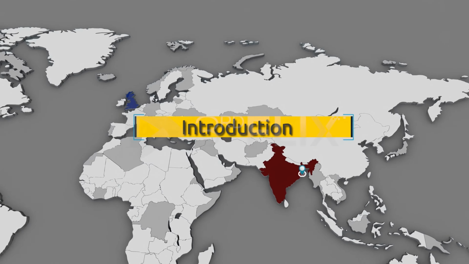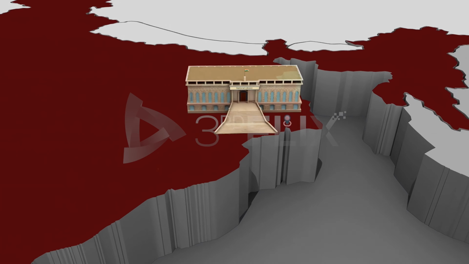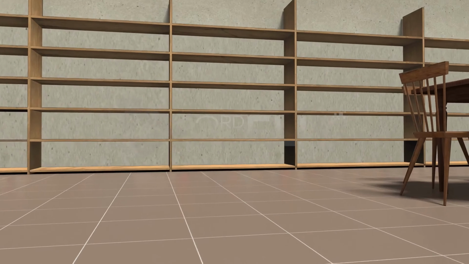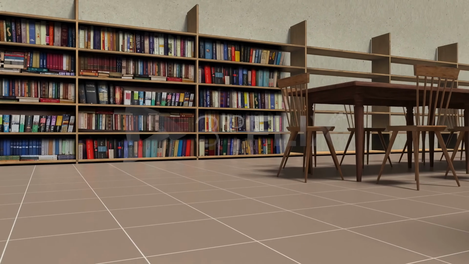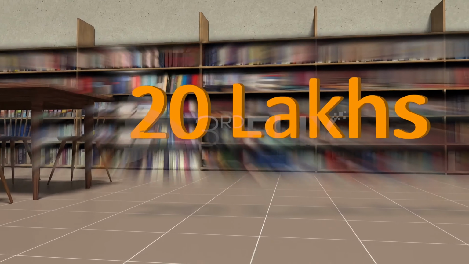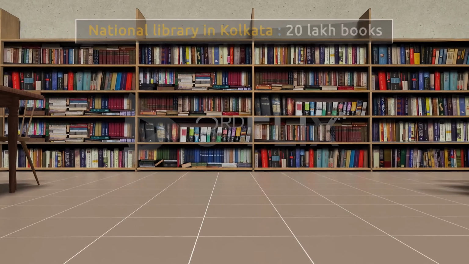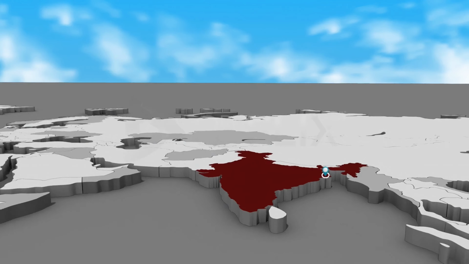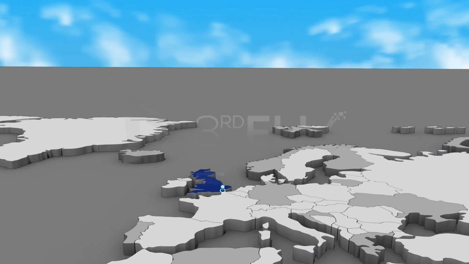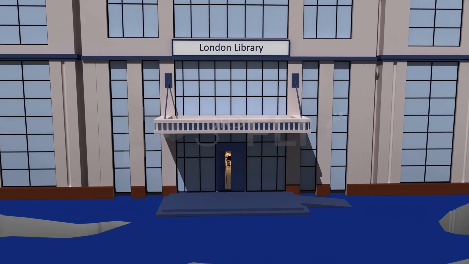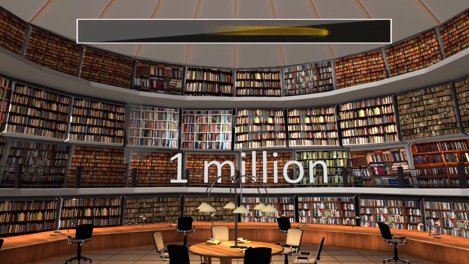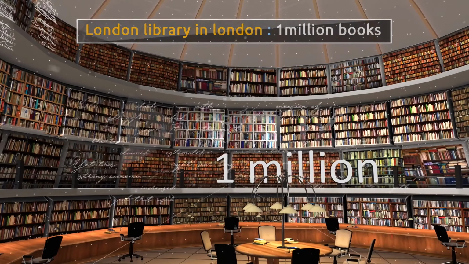Introduction. In Kolkata, one of the most popular libraries is the National Library. It is a very big library and has a huge collection of books. It has more than 20 lakh books. In London, one of the most popular libraries is the London Library. It has more than 1 million books and periodicals in over 50 languages.